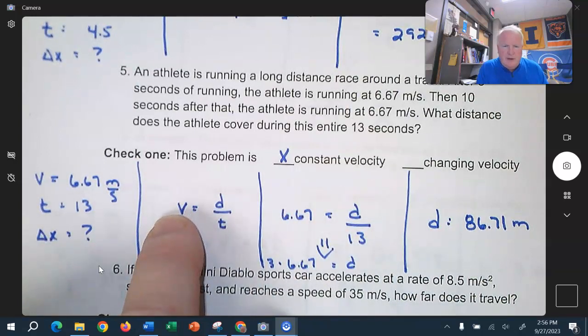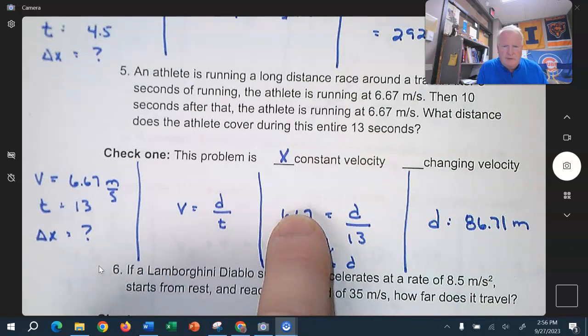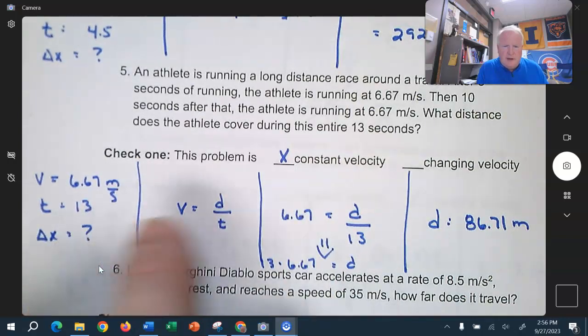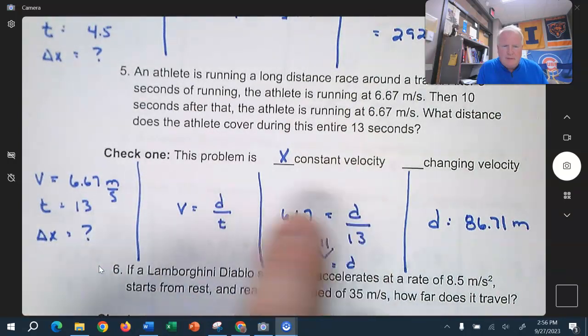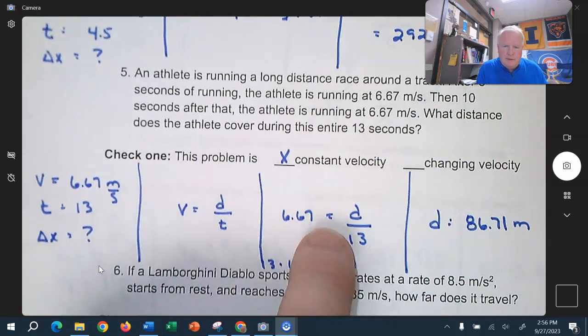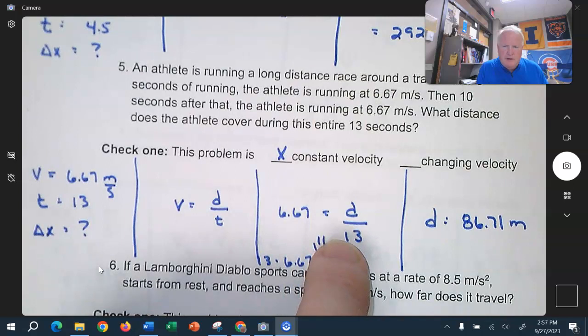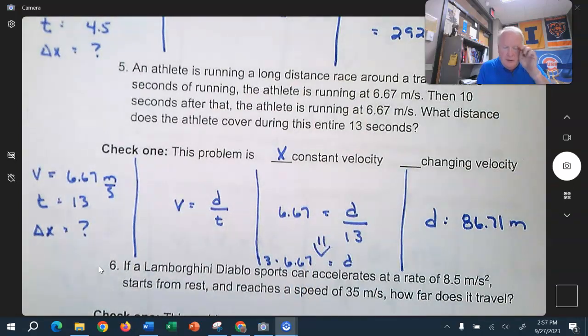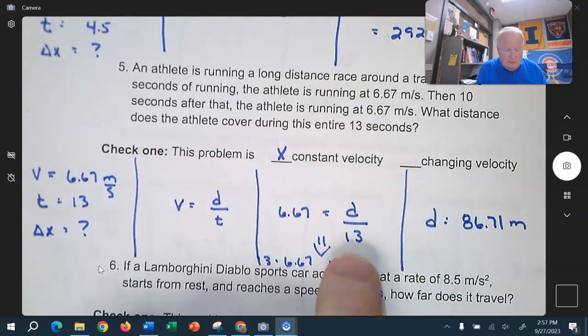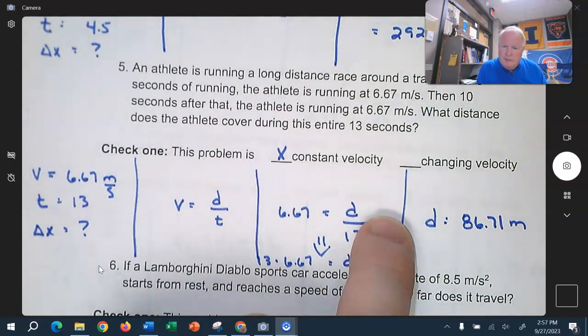Do we have a number for velocity? Yes, we put 6.67. Do we have a number for delta x? No, we leave it as d. Do we have a number for time? Yes, 13. So we have 6.67 equals d divided by 13. How do we solve for d? We have to get rid of the 13. How do we get rid of a 13 in the denominator? We multiply by 13.